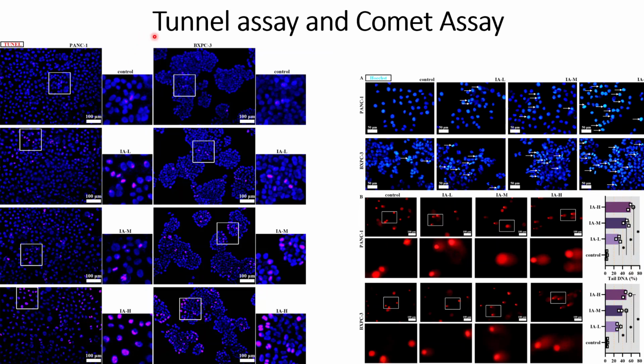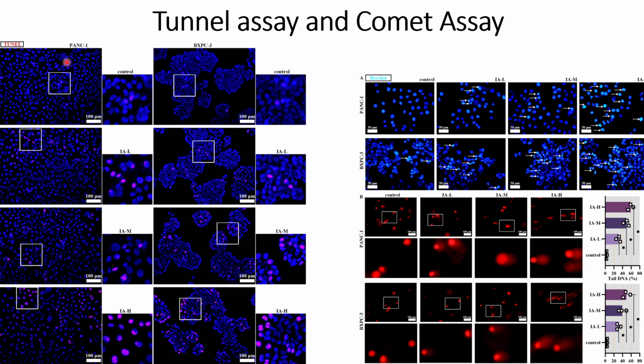So now let's move into the TUNEL assay and comet assay. These assays are also made to check the apoptosis in the cells. First we discuss the results for the TUNEL assay, which is on the left hand side of the figure.